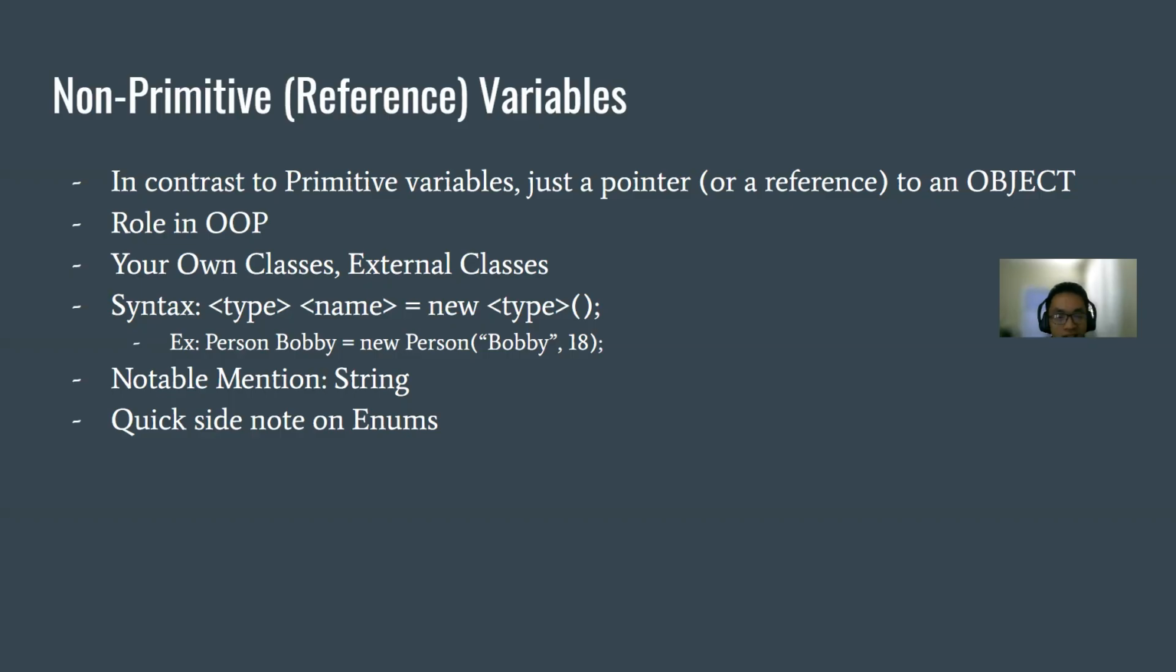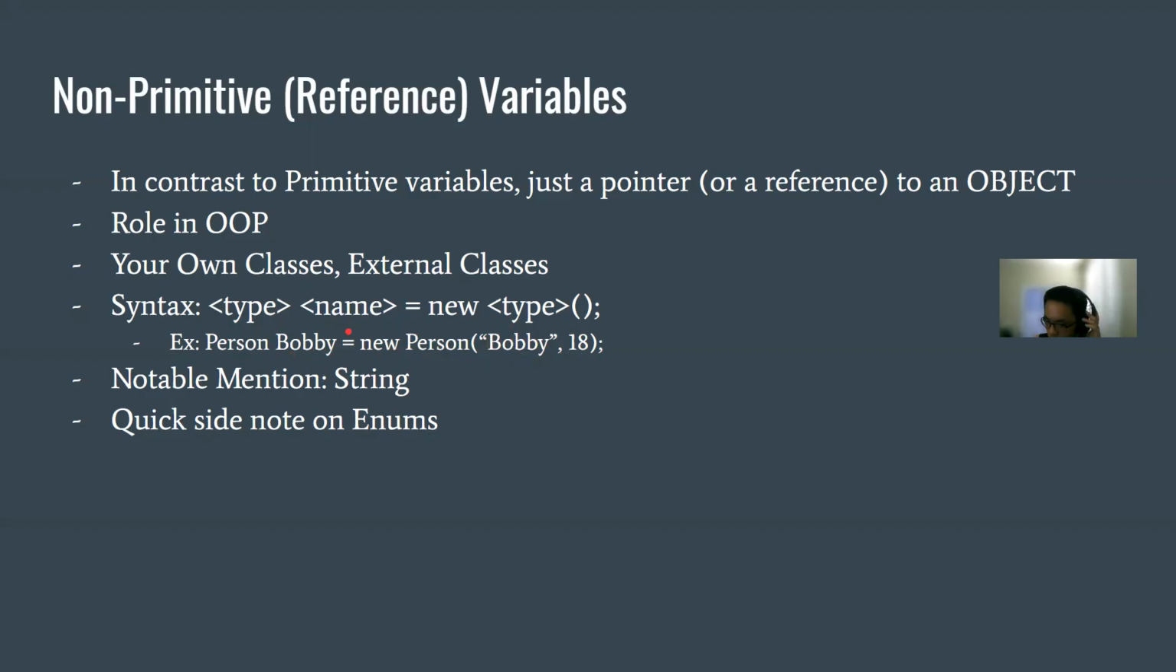That's what I'm saying. You can have objects in your own classes or external classes, and when you're creating them, you want to use the syntax type, name equals new, type, and then parentheses. When we want to pass in some information, some parameters or arguments, that's where we can put information. So you can imagine, for example, you have a person object, and its variable name is Bobby, and it's equal to a new person. The new person takes in the arguments of probably Bobby, which is its name, and maybe its age, which is 18.